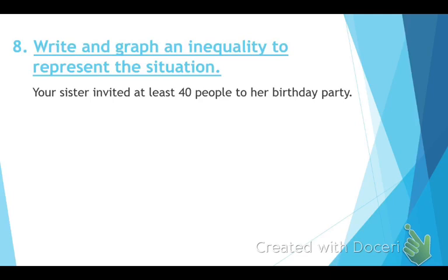All right, number 8 is the same idea, but this time it says your sister invited at least 40 people to her birthday party. Please write and graph an inequality to represent that situation.